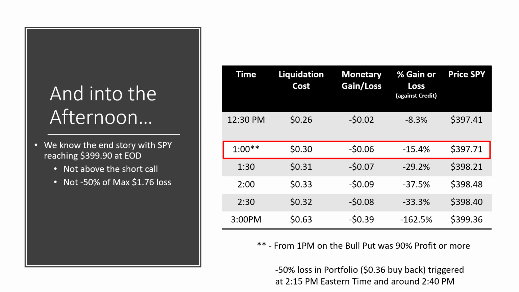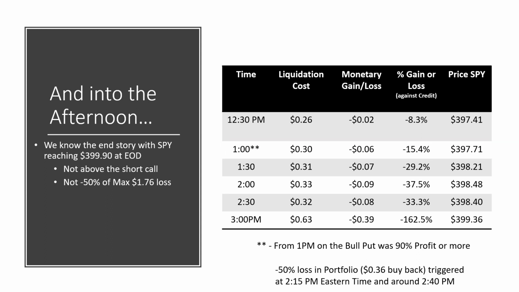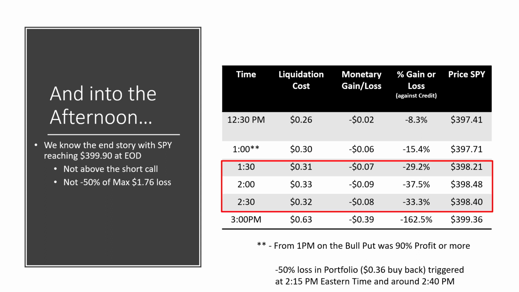However, the bear call is now losing. At 1 p.m., it would have cost us 30 cents to close the position. We're at a loss of 6 cents total, or minus 15.4% against the net credit. And as SPY continues to move up, it just keeps getting worse. At 1:30, a cost of 31-cent debit to close all 4 legs, loss of 7 cents from the 24-cent net credit we took in, or 29.2% down against the net credit.